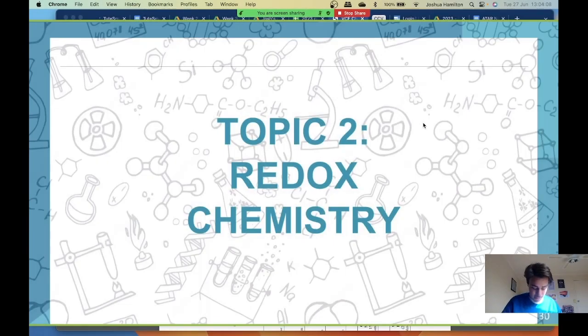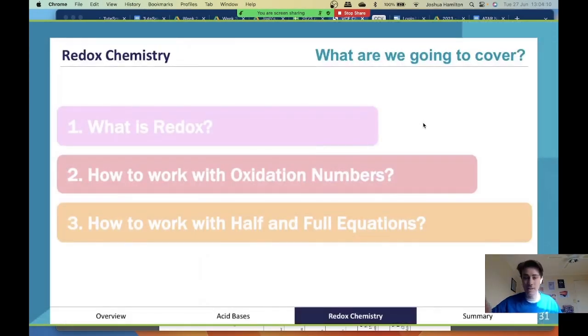We're going to move into redox chem. This is super high yield, in that it's a whole topic in Year 12. You need to know how to do this really well, and they expect this stuff as basic knowledge going into Year 12. So it's really important you know this stuff.